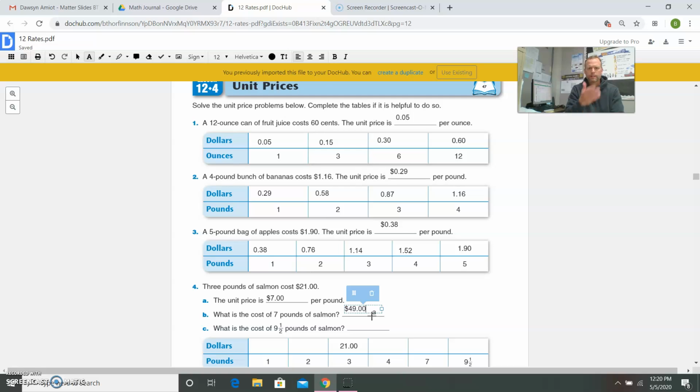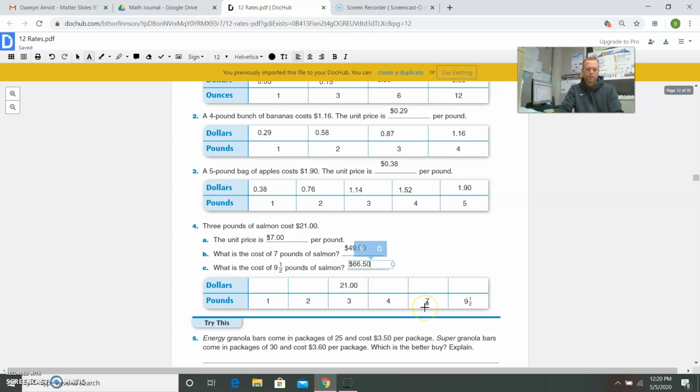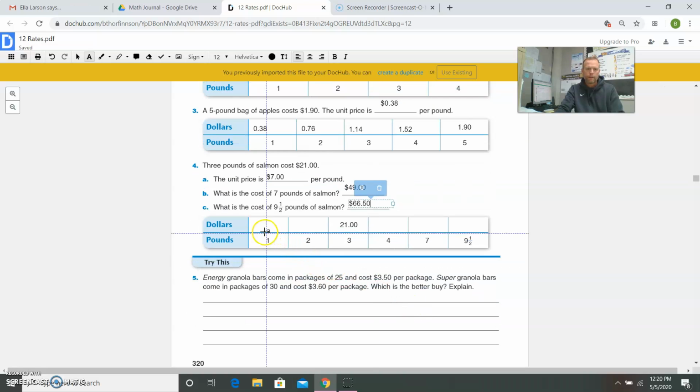9.5. Okay, so we can do this a couple different ways. If you know the unit price is $7, we could figure out what the half is, what's half of 7. You could figure it out that way, or you could take your 7 and multiply by 9.5 to figure out what it is for 9.5 pounds. And we have $66.50 for that one.